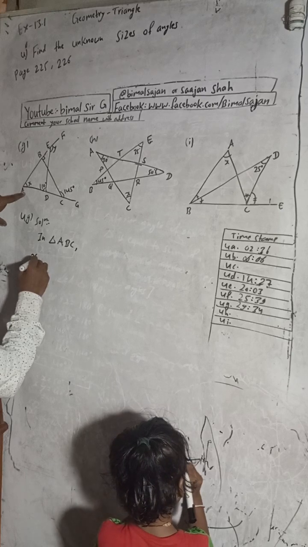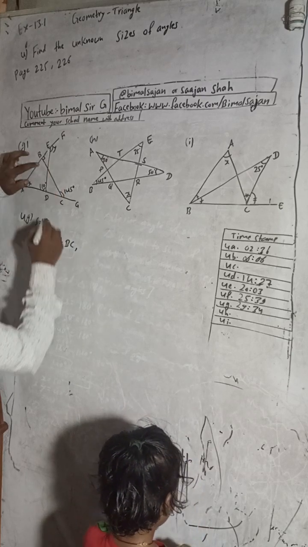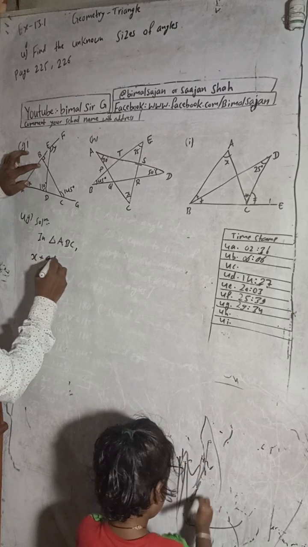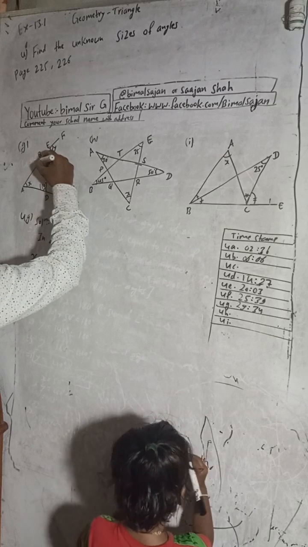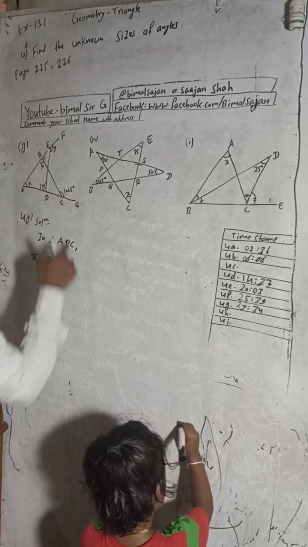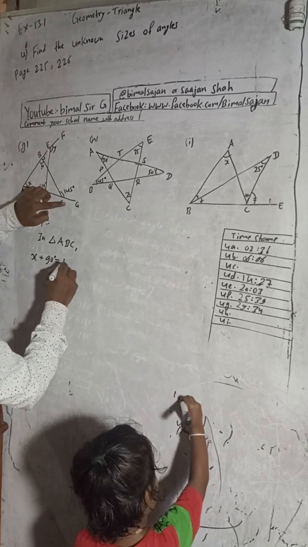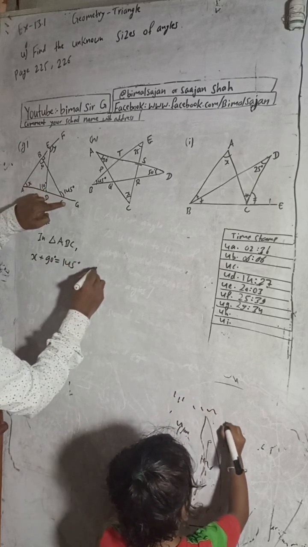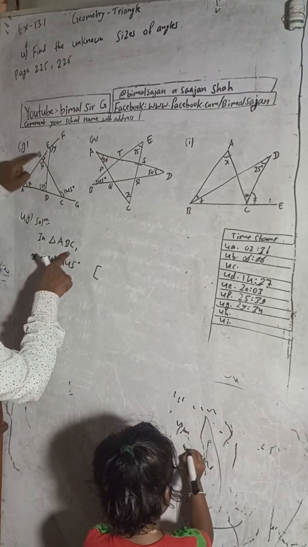this x plus this is 90 degree, and this is also 90 degree. So this 90 degree is equal to this plus this. This is 90 degree plus x, and it is equal to how much? x plus 90 degree is equal to 145 degree. Why? This is the straight angle in this triangle ABC.